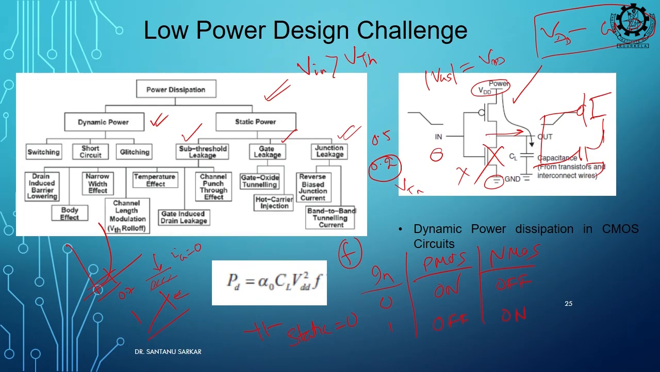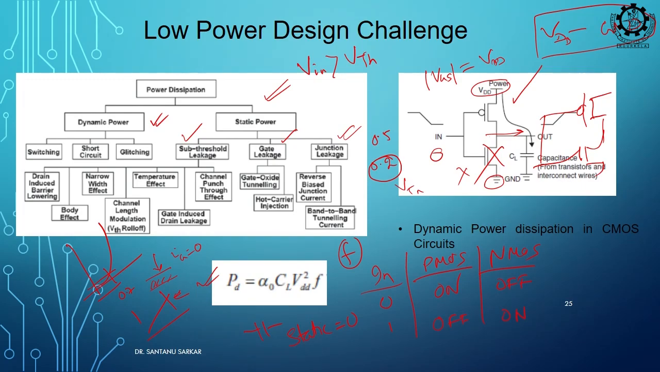Clear? So, there are even some subcategories, but we consider all of them second order effects, that we will discuss in our next class when we discuss the device structure. Okay. So, all of these non-ideal effects, that is drain induced barrier lowering, body effect, we will discuss later, do not worry. And we already discussed this, right, P is equal to alpha C VDD square F.